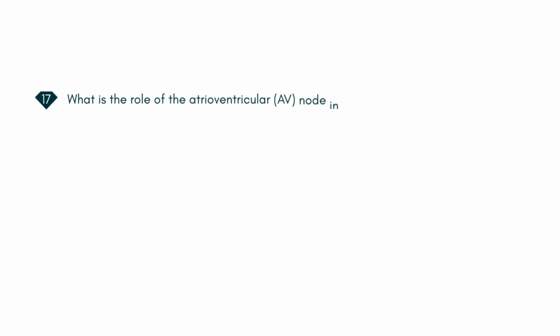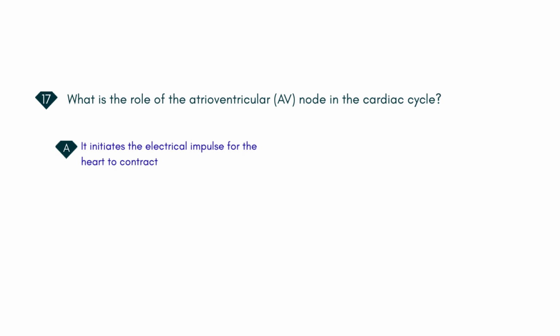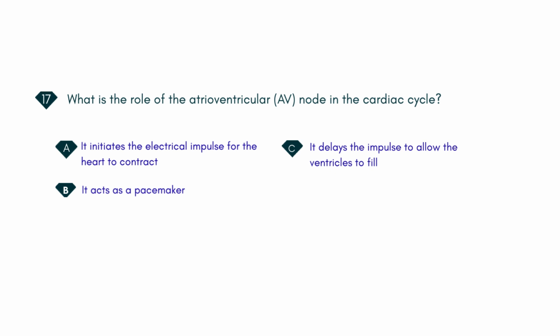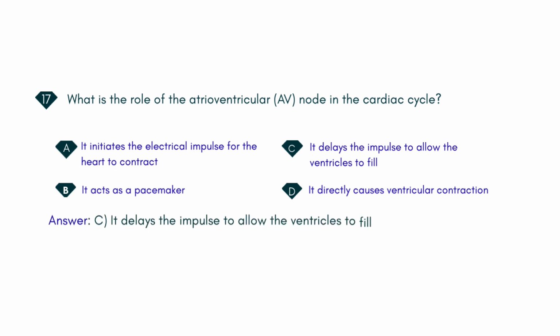What is the role of the atrioventricular, AV, node in the cardiac cycle? A. It initiates the electrical impulse for the heart to contract. B. It acts as a pacemaker. C. It delays the impulse to allow the ventricles to fill. D. It directly causes ventricular contraction. Answer C. It delays the impulse to allow the ventricles to fill.